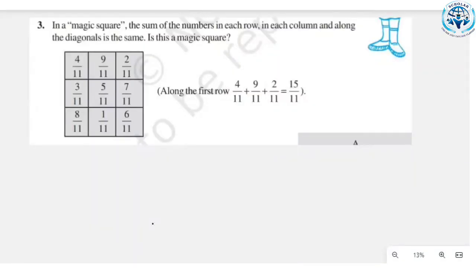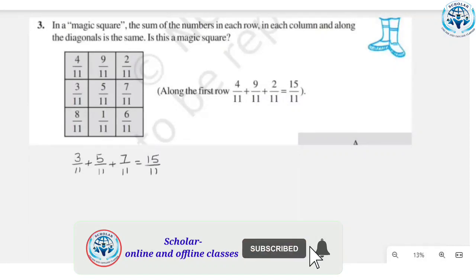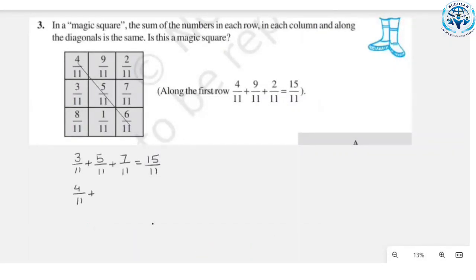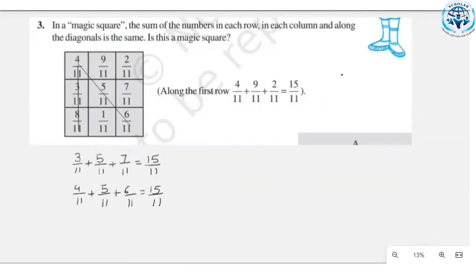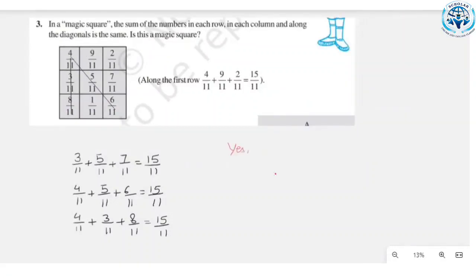In the third one, in a magic square, the sum of the numbers in each row, in each column and along the diagonals is the same. Is this a magic square? We can add and find out. All the denominators are the same. We will add the numerators and find out. We can see that the sum of the numbers in each row, each column and along the diagonal is the same. So it is a magic square.